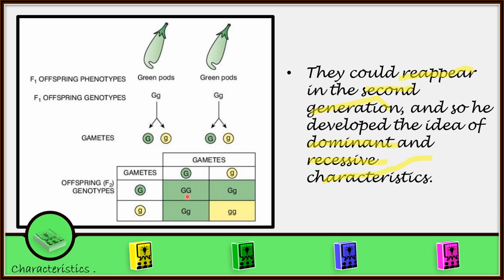So now we have capital G as one of the genotypes, capital G, small g, capital G, small g. All these ones are green in color. But one of them, which is small g, is yellow in color, meaning that it has appeared in the second generation, but it disappeared in the first generation. So that is what Mendel observed: the character which disappeared in the first generation reappears in the second generation.